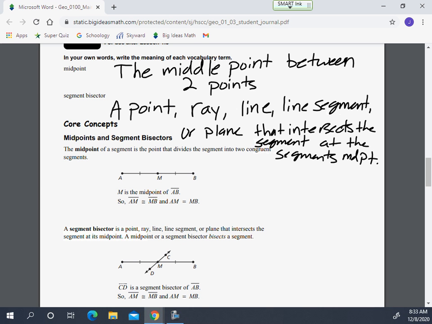Okay, it can be a point, it can be a ray, it can be a line segment, a line, a plane, it doesn't matter. Anything that goes through the line segment right at the midpoint is its segment bisector. Moving on.